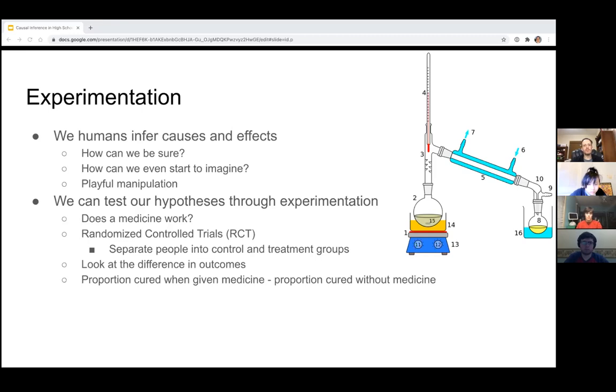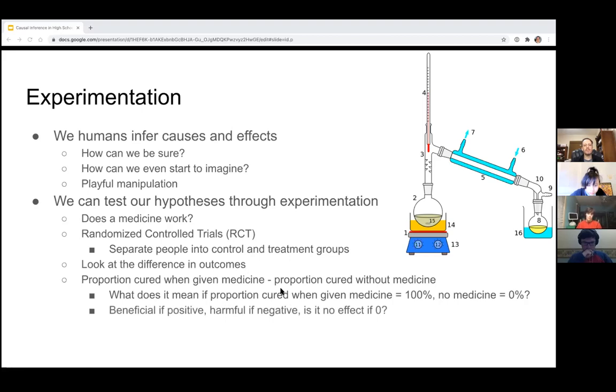And that's what clinical trials are all about. So what does it mean if the proportion cured when given the medicine is 100%, and when you don't take medicine, it is 0%? We kind of went over that. That means this medicine is a complete cure, and it is pretty amazing. And in fact, the probability of it curing you if you take it is certainty, and you dying without taking it is also certainty, which is as extreme as you can get.